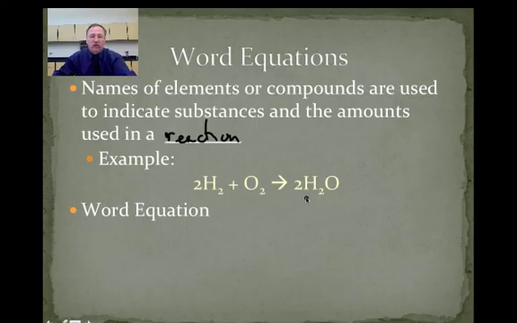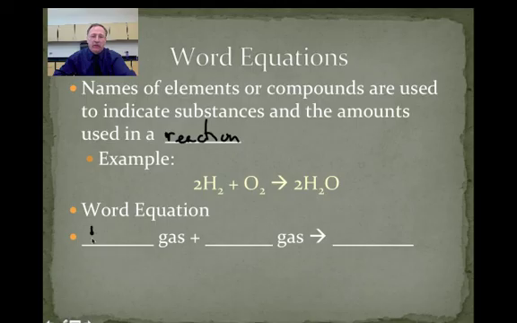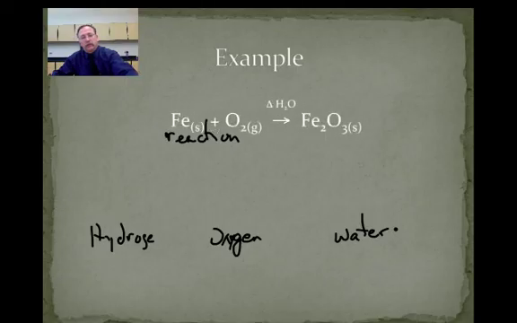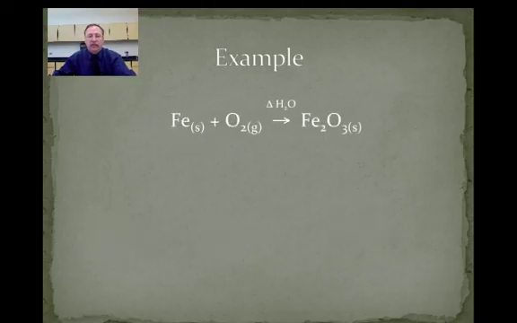So we want to put this into a word equation. Easy enough. Here we go. What is it we're combining? We're combining hydrogen gas and oxygen gas. And what are we producing? Water. So our word equation would be hydrogen gas plus oxygen gas produces water. Okay, now that's something easy enough.